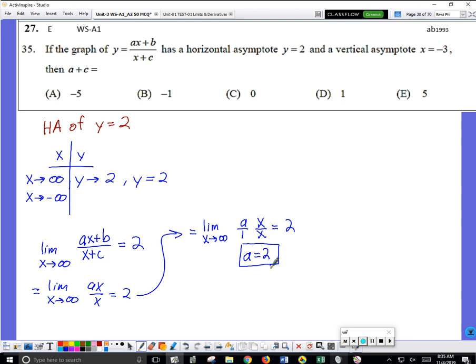The next clue says there's a vertical asymptote at x equal -3. Hands up. What flashcard memory must you have regarding that statement? This graph has a vertical asymptote at x equal -3. What flashcard memory do you need? Callie? The bottom equals 0.